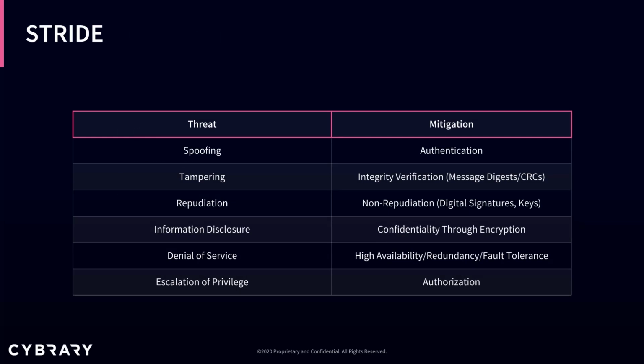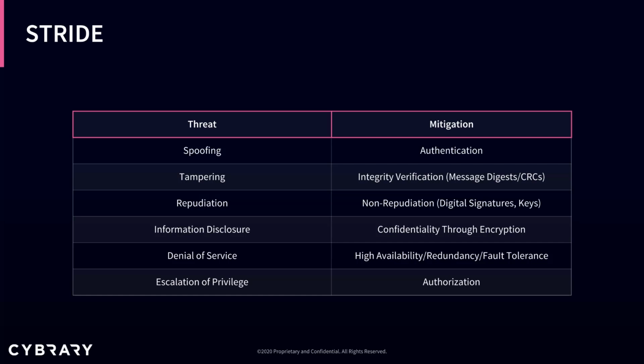The STRIDE threat model is a very common model that is used with software development. It includes 6 primary security threats and the mitigation strategies for each of those threats. The first letter of each threat spells the word STRIDE. Spoofing is the S in STRIDE, and it means impersonation. It could be like IP address spoofing, caller ID spoofing, MAC address spoofing, or email spoofing.